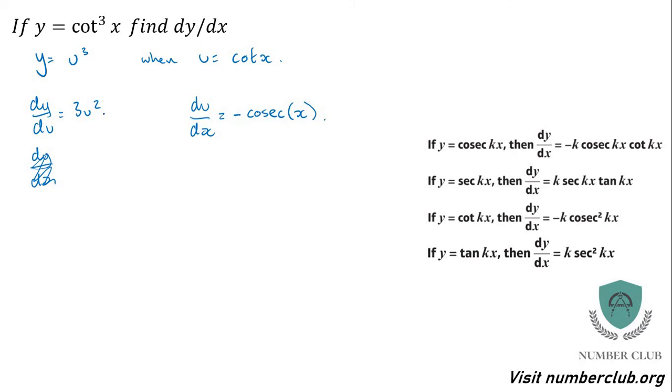And all we've got to do is multiply those things together. So you'll get dy by dx is going to equal 3 cot squared x multiplied by negative cosec squared x. It's going to be negative 3 cot squared x cosec squared x. All right, nothing too scary.